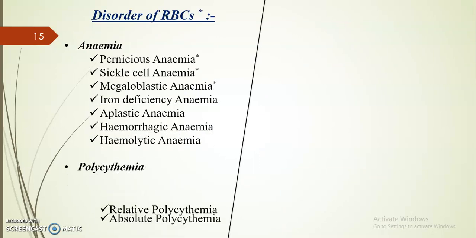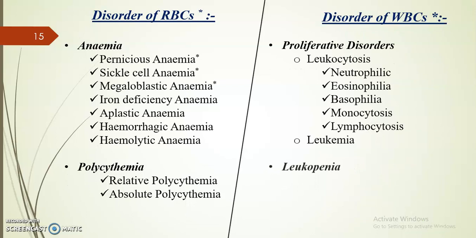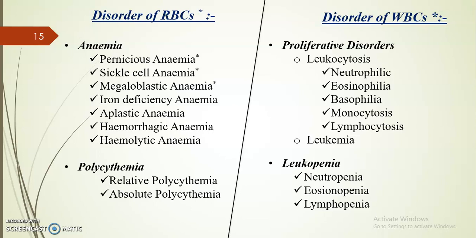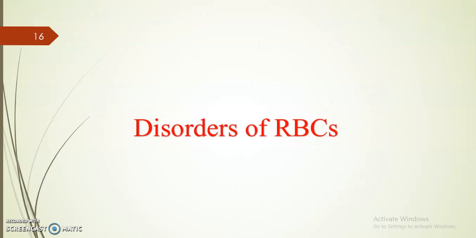Disorders of RBCs and disorders of WBCs. The disorders of RBCs are anemia. In anemia, there are subtypes: pernicious anemia, sickle cell anemia, megaloblastic anemia, iron deficiency anemia, hemorrhagic anemia, and hemolytic anemia. Polycythemia: relative polycythemia and absolute polycythemia. The disorders of WBCs: the proliferative disorders are leukocytosis, neutrophilia, eosinophilia, basophilia, monocytosis, lymphocytosis, and leukemia. Second is leukopenia: neutropenia, eosinopenia, and lymphopenia.